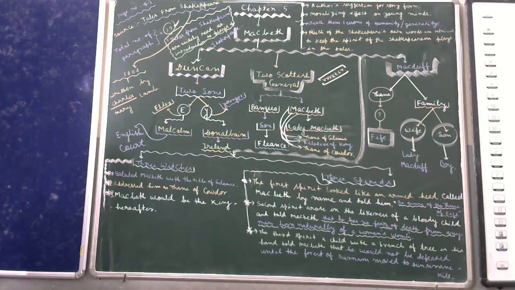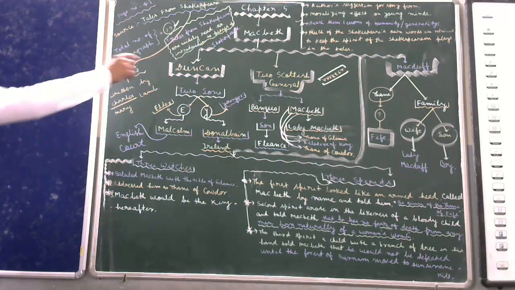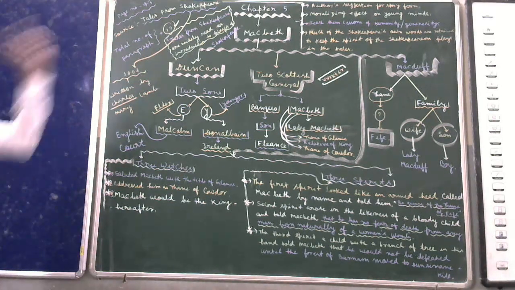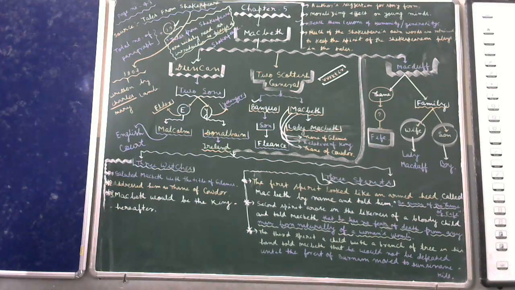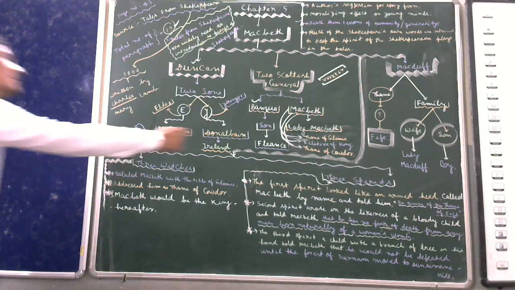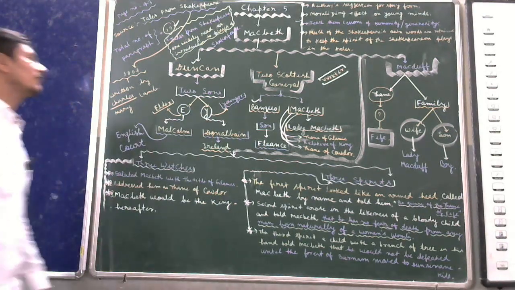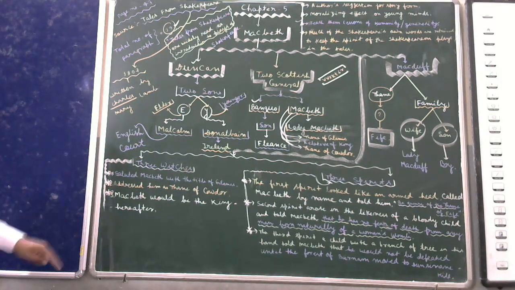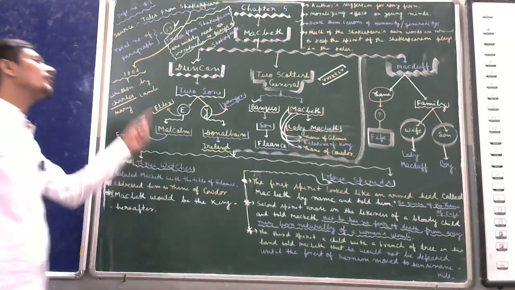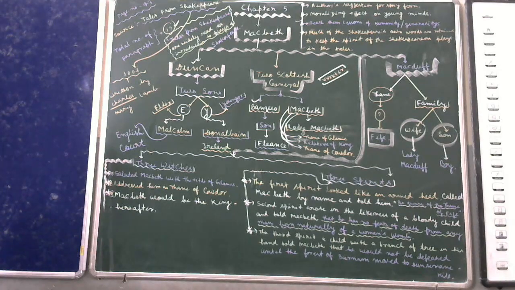After that, I'm going to introduce two Scottish generals. The first one is Banquo, and Fleance is the son of Banquo. Another character is Macbeth, who is the hero of this story. Lady Macbeth is the wife of Macbeth.